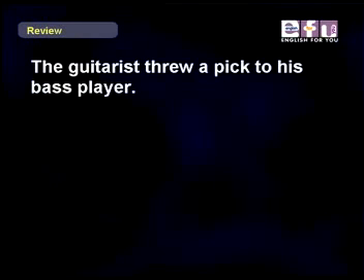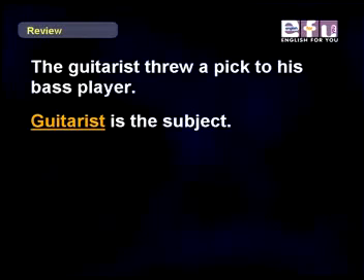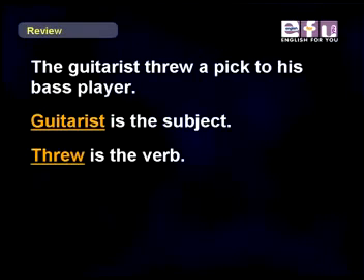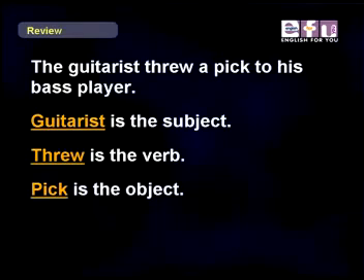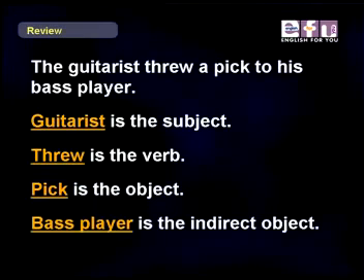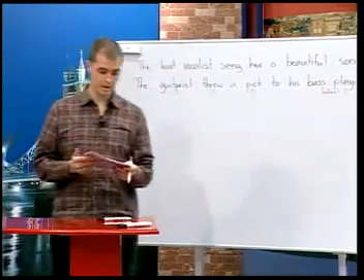The guitarist threw a pick to his bass player. Guitarist is the subject. Okay, this time we'll do it a different way. S for subject. Threw is the verb. Okay, good. Pick is the object. Okay, which object? It's only one. We'll call that one object. Bass player is the indirect object. Okay, good. Great.